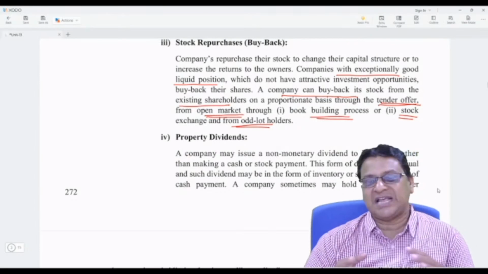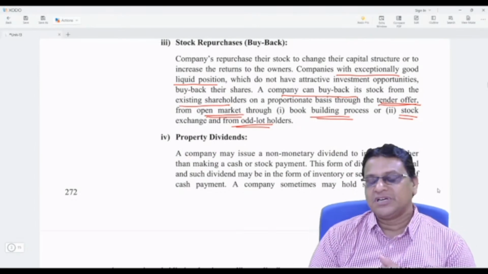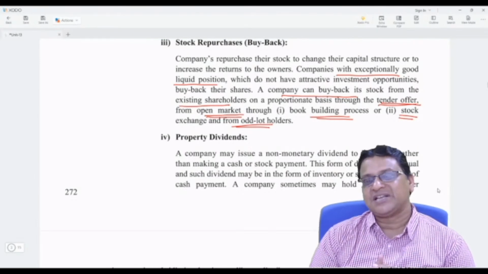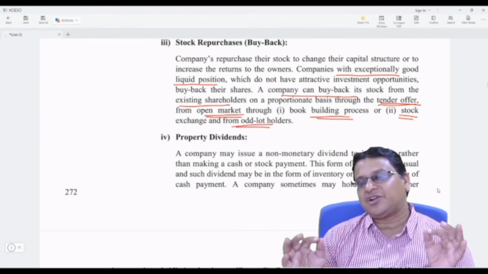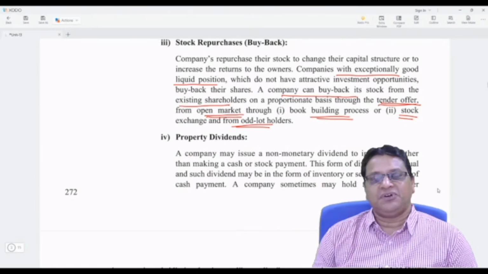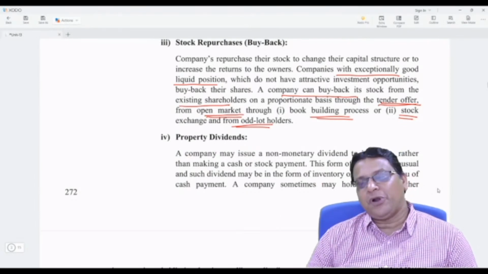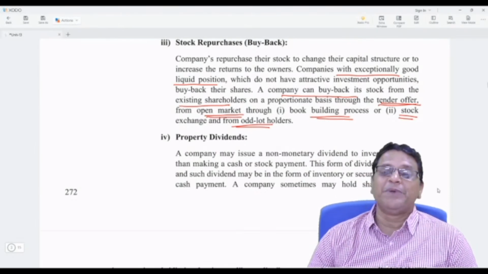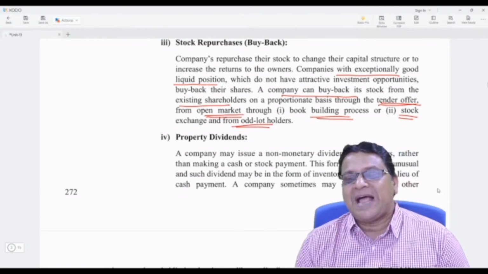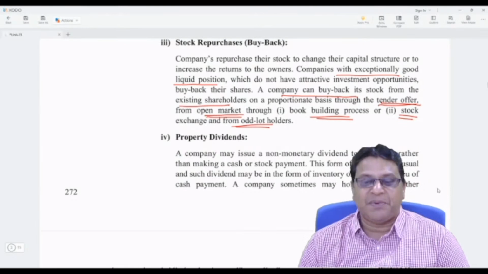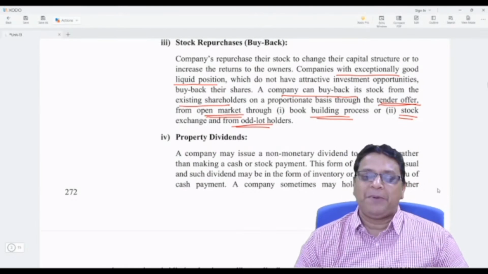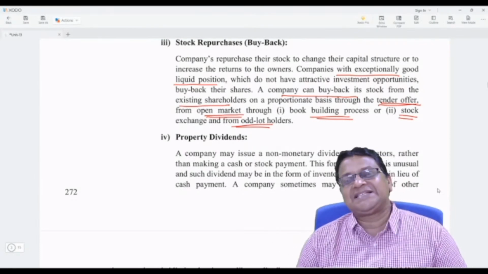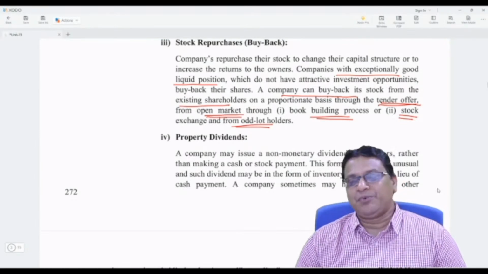So stock repurchase can be done in 2 ways, through a tender offer. Tender offer means the company will give an offer to the shareholders: if you want to give your shares back to the company, the company is ready to take them at rupees 20. This is a tender offer. Or the company can give an open offer in the open market. It will buy back the shares through the book building process. In case of book building, the price is decided by the market participants, not by the company. The company gives a range of price, and within this, the shareholders bid and the price is decided. And this is known as book building process.